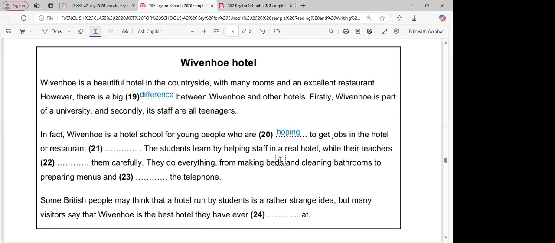Not look, not watch, because while they are teachers, if you put look here, look at them, it should be no. So look them carefully doesn't make sense. The same idea will not give. While they are teachers, look them carefully? No. While they are teachers, see them carefully.